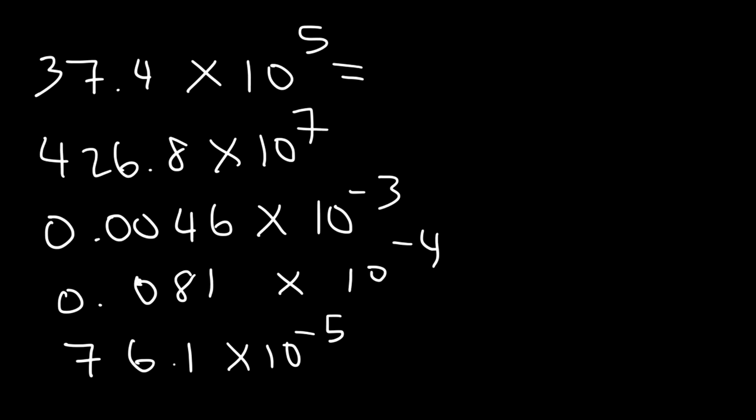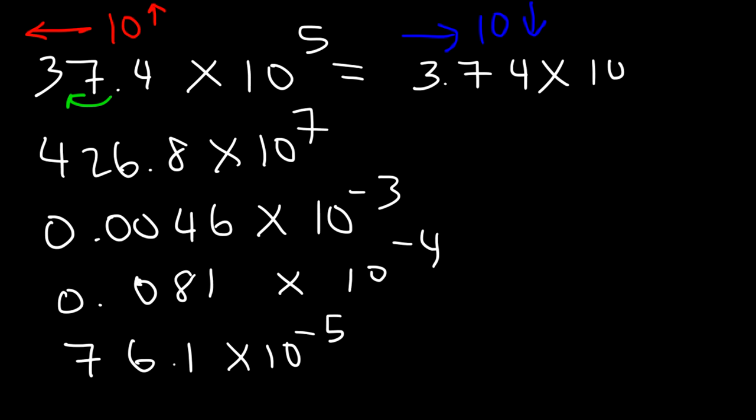So let's remember the general rule. Whenever you move the decimal point to the left, the exponent will increase. And if you move the decimal point to the right, the exponent should decrease. So always keep that in mind. In the first example, we're going to move it to the left. That is one space to the left, so therefore it should go up. So it's going to be 3.74 times 10 to the 6.